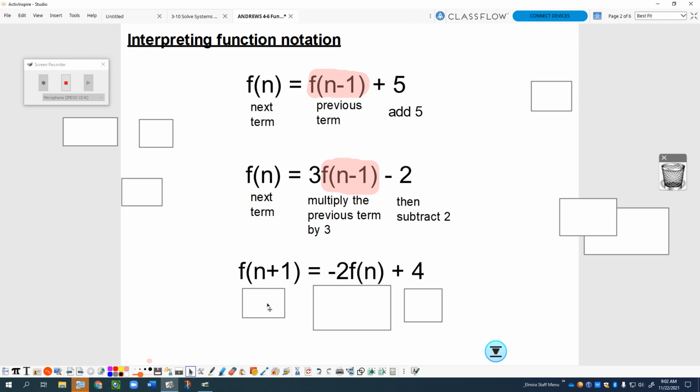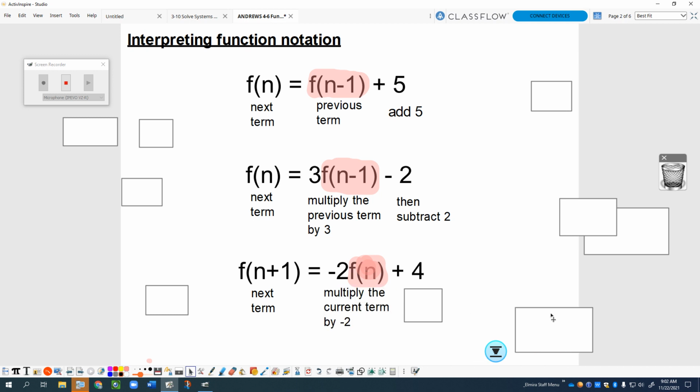Now, for whatever reason, sometimes they express next term as n plus 1, and then previous term becomes n. So f of n plus 1 is still next term. F of n is the current term. I guess if you want to say it in a different way, instead of previous term, it's the current term. Multiply the current term by -2 and then add 4. So that in words is how you would interpret the function and what it wants you to do.